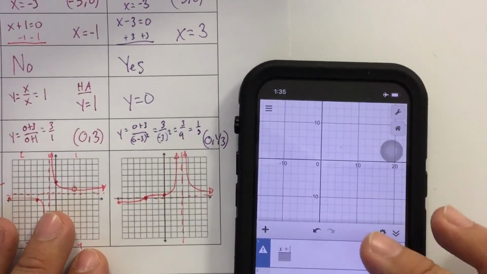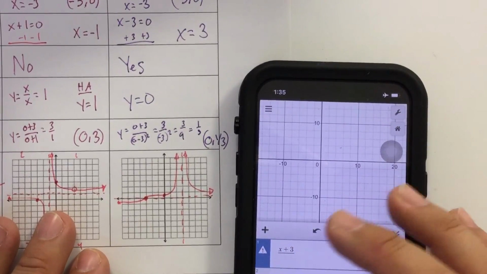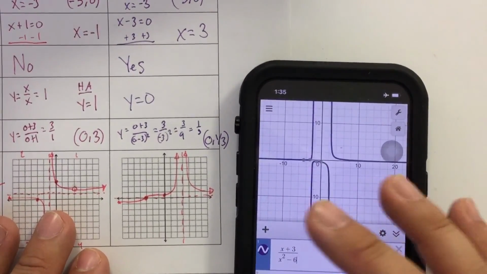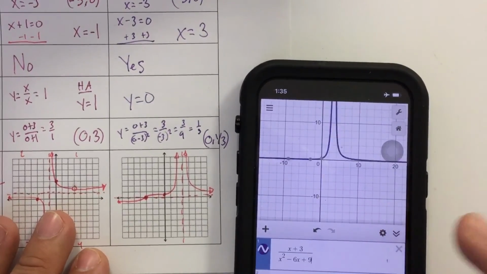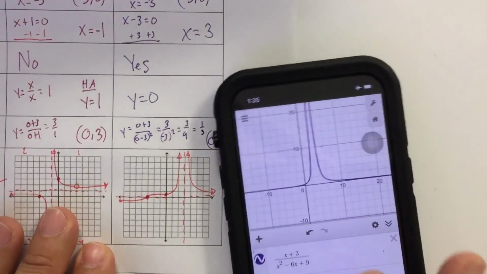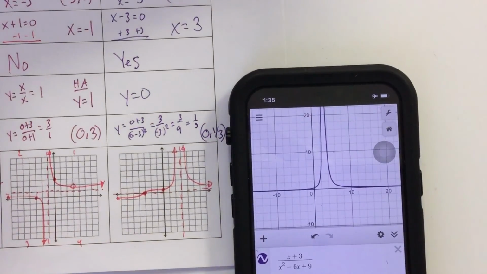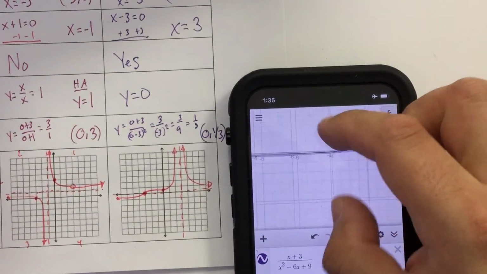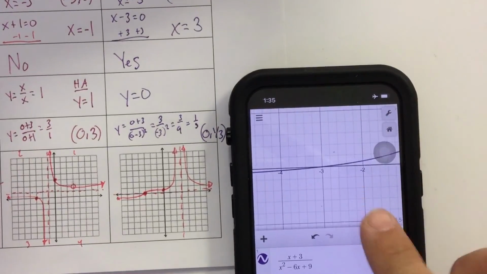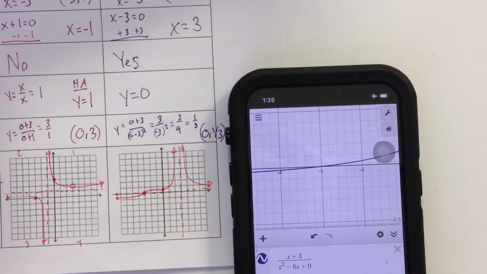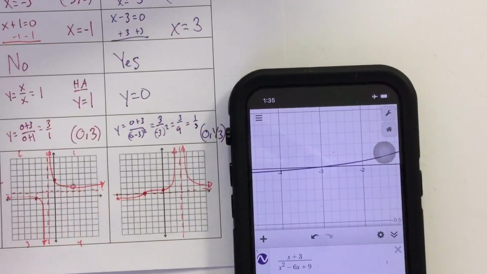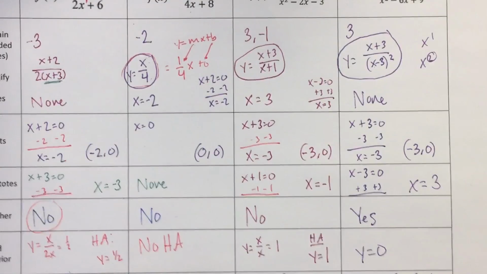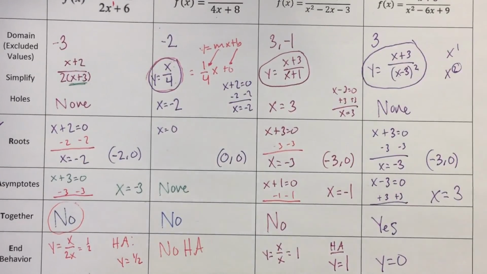X plus 3, x squared minus 6x plus 9. What do y'all think? All right, pretty cool. Now, in terms of that asymptote being jumped, let's take a look when we see it happen. What do you notice right there? It jumps across at -3, which is exactly what happens in ours. All right, so that concludes the notes. You should definitely keep these notes with you because they will definitely be useful.